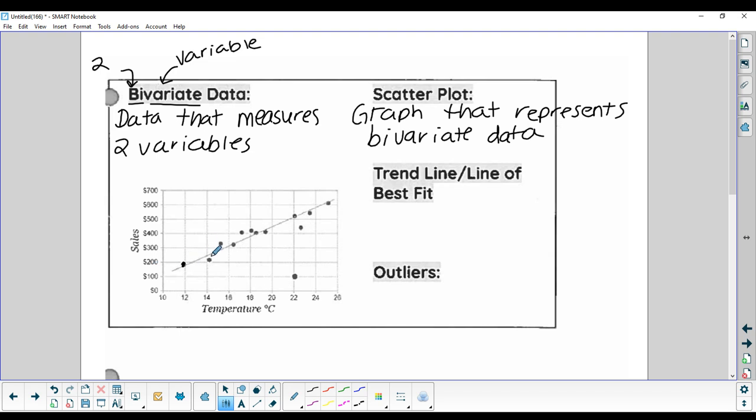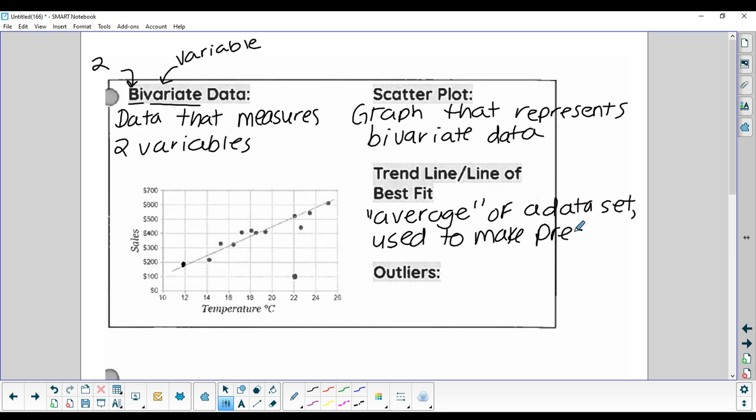Now, as you can see, the points do follow a bit of a pattern. So when points follow a pattern, we draw what's called either a trend line or a line of best fit. And what that's used for is to represent the average of a data set, and we do that to make predictions.